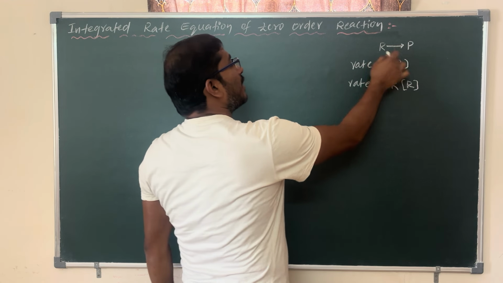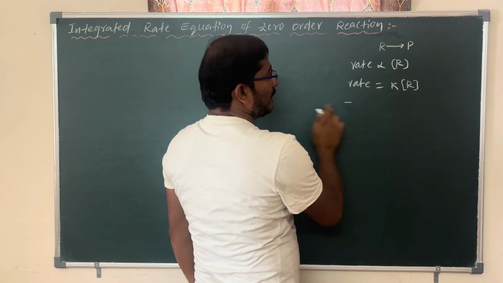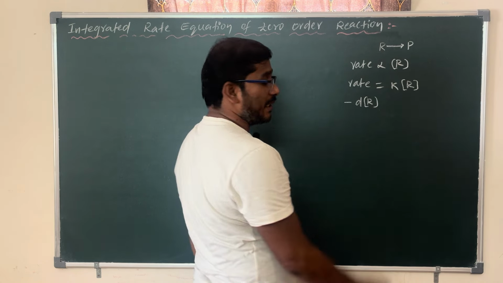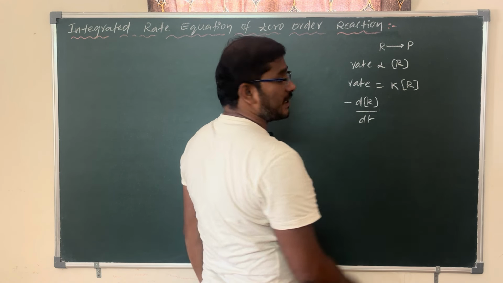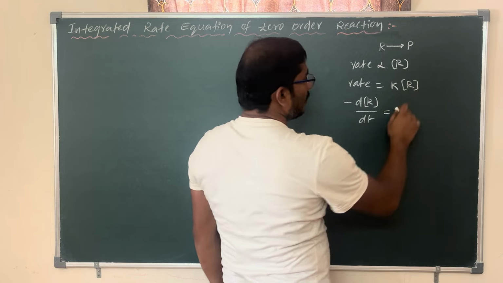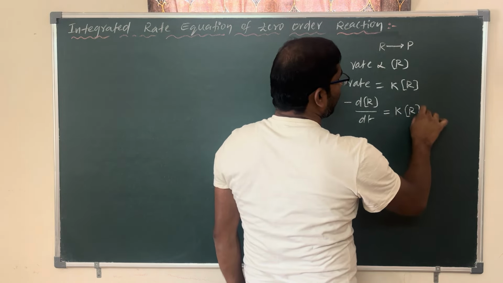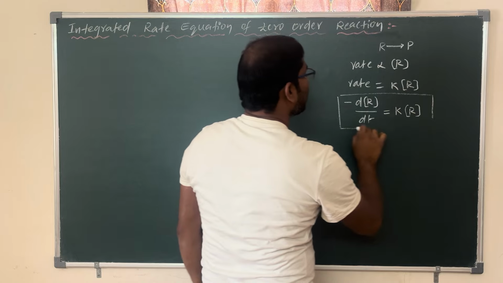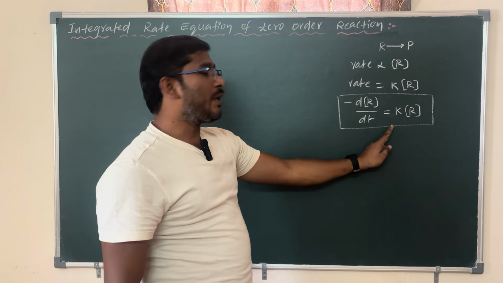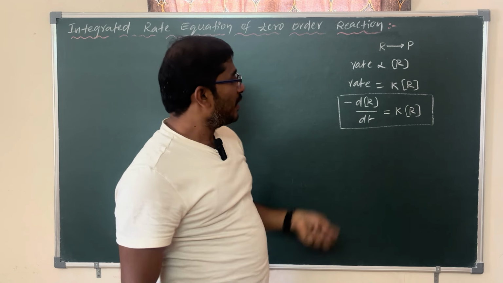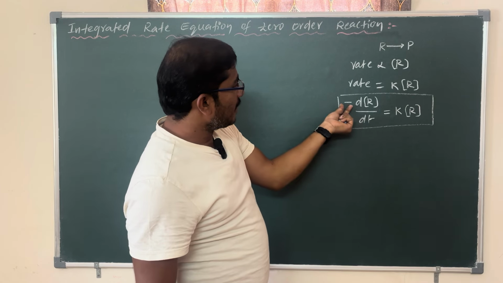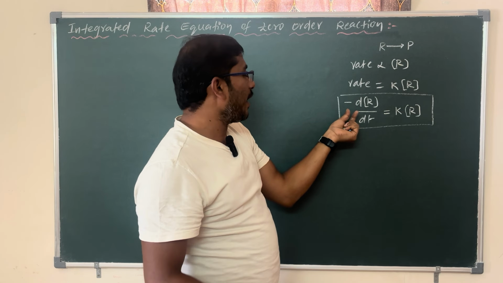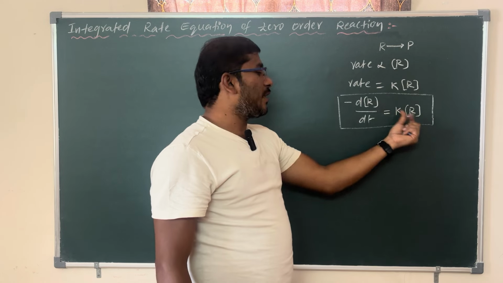With respect to reactants I am writing here decrease, that is minus, in the concentration of reactant, the differential rate equation, with a small change in time, is equal to K into the concentration of reactants. What is this equation, students? That equation is known as the differential rate equation. We can write a differential rate equation for any reaction. Minus indicates the decrease in concentration of reactants.